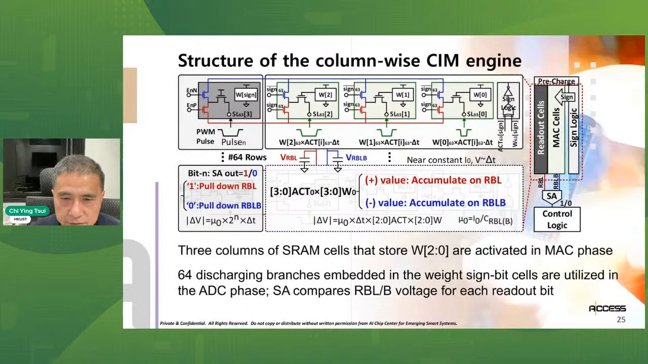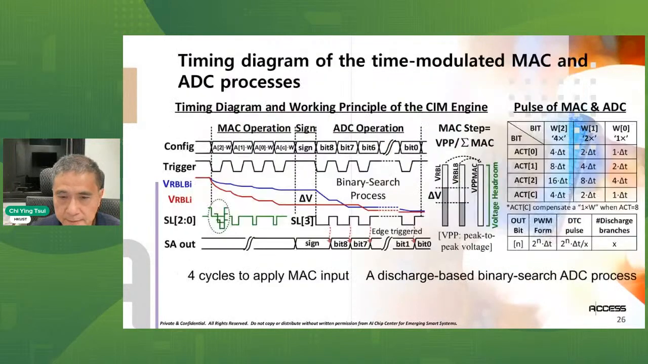So now the activations are also represented in sign magnitude format. Later we'll see why we want to represent it in sign magnitude format, because you can increase the noise margin and also reduce the time to do the discharge. So altogether, this is the flow, and we go through the timing diagram.